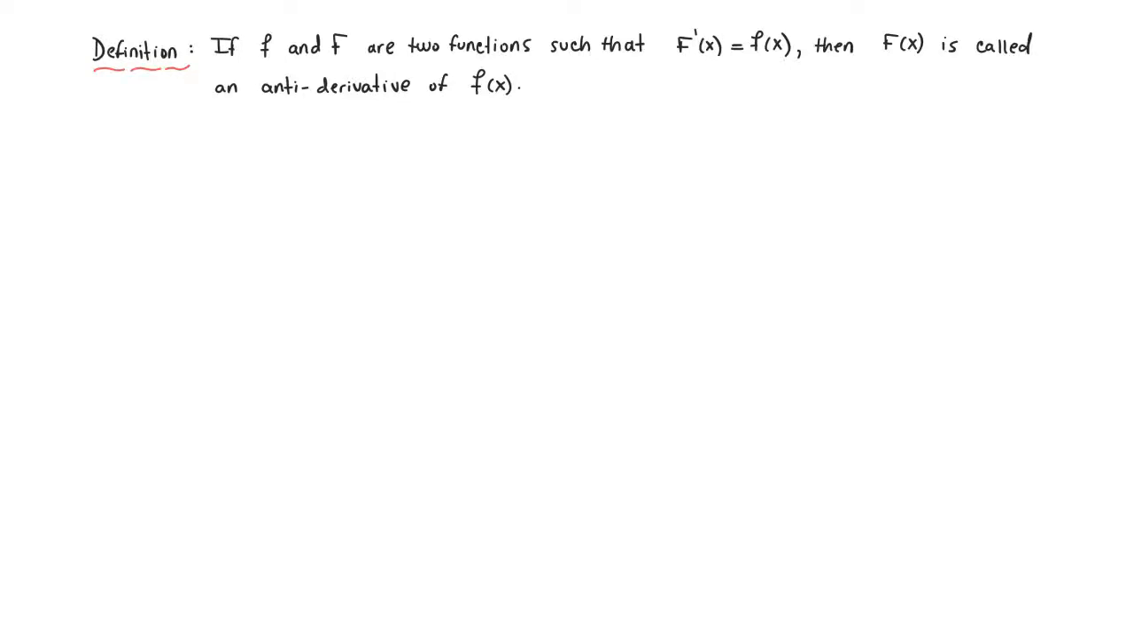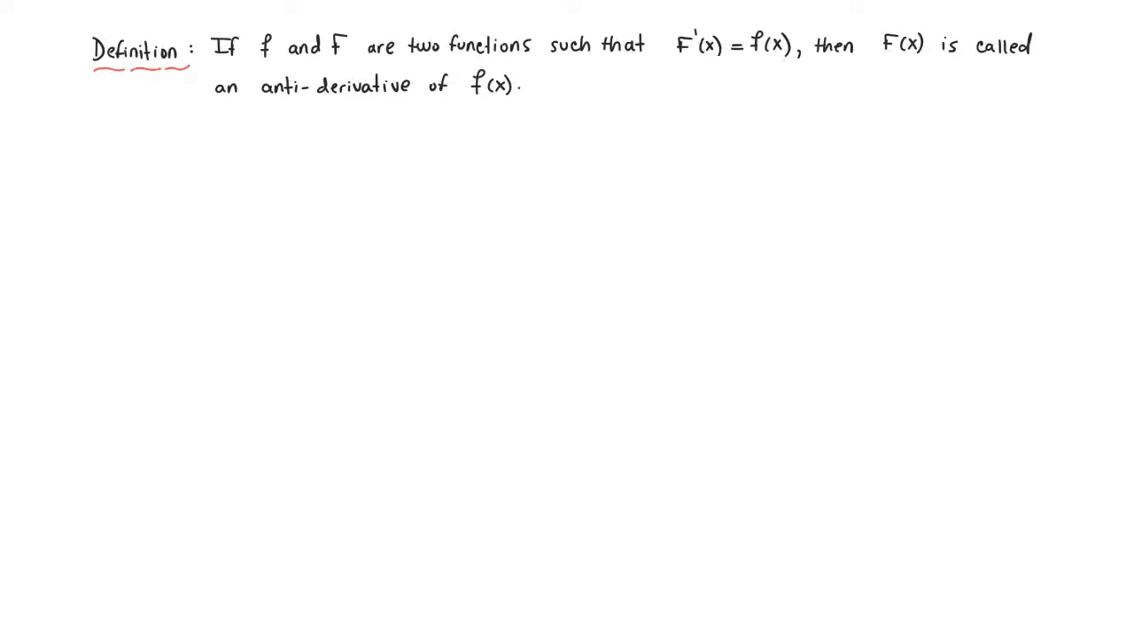Now then, we're ready for our first definition. Definition number 1. Practically, I'm just stating here in a more formal way exactly what we discovered a few minutes ago. If little f and big F are two functions, and we know that the derivative of big F is equal to little f of x, then we're going to call big F of x the antiderivative of little f of x.